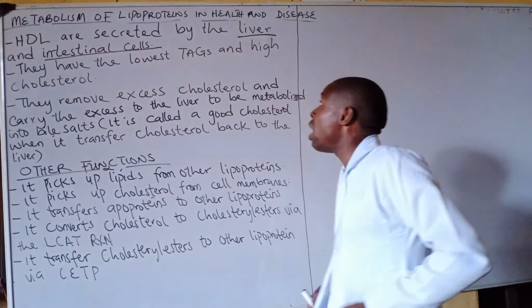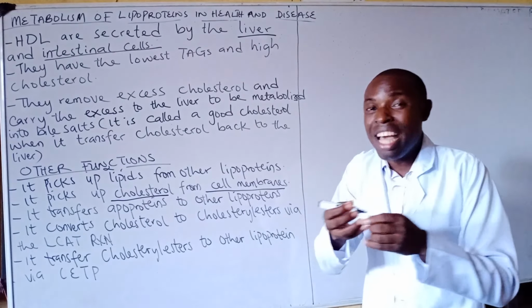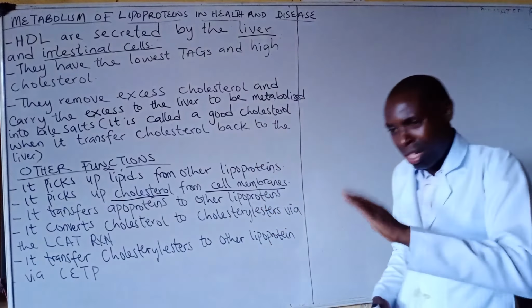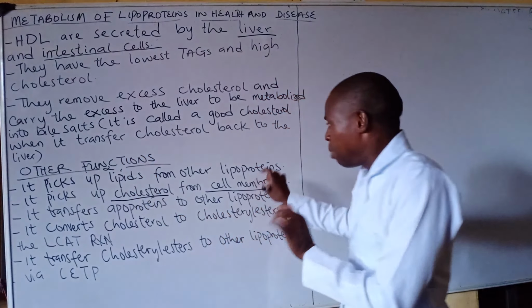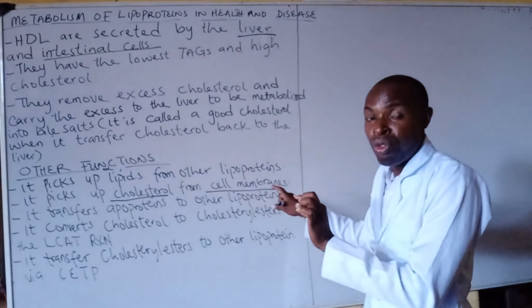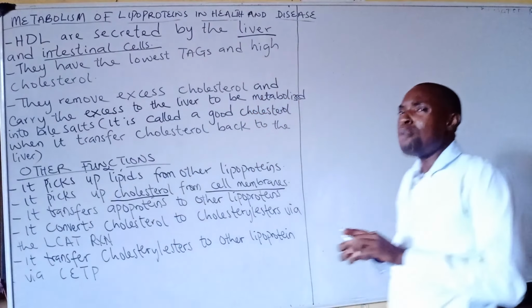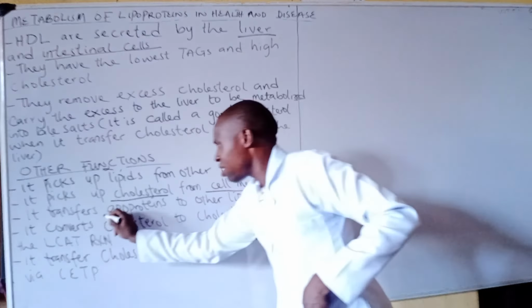Now, other functions of the HDL are as follows. One, it picks up lipids from other lipoproteins. Two, it picks up cholesterol from the cell membrane. Remember that the cell membrane is part of the peripheral tissues. When the LDL transports this cholesterol into these cells, it is the HDL that will pick this cholesterol from the cell membrane before it starts causing issues, and take it to the liver.